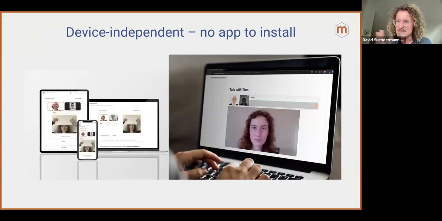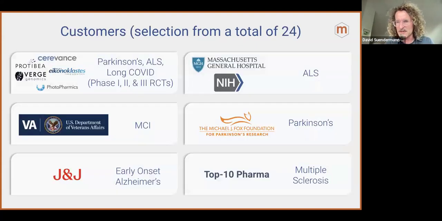This is device independent. No app needs to be installed because it is being done on your own device. You use your laptop, your smartphone, your iPad, anything that's web connected is able to provide these assessments. You do it in the convenience of your own home, mostly. So there's no requirement for the patient to actually come into the clinic, which allows a very accessible and very easy way to obtain these measurements.